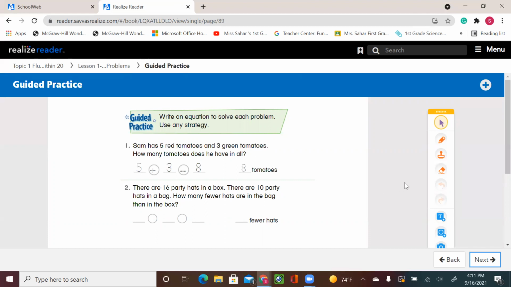So I'm going to say 16, that's the party hats I have in a box. And then there are 10 party hats in the bag, minus the 10 that I know. And when I subtract that, I will know how many fewer hats are in the bag than in the box. I know 16 take away 10 equals 6. So there are 6 fewer hats in the bag than in the box. Then I can put 6 here.